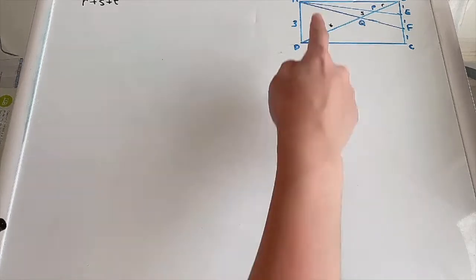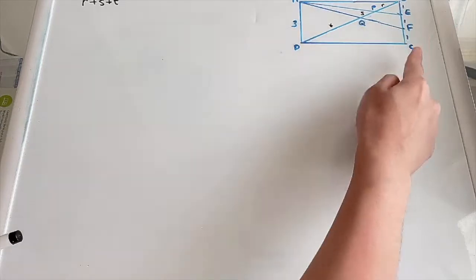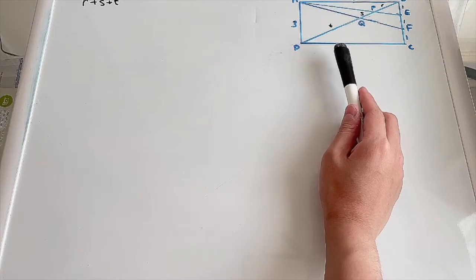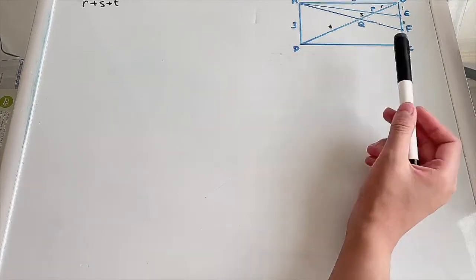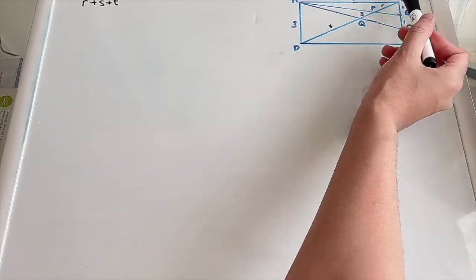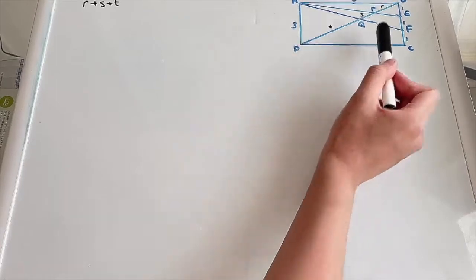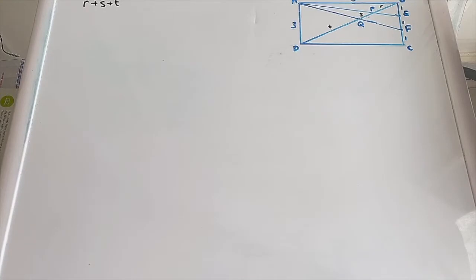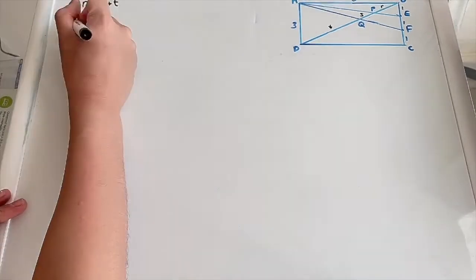The easiest way to solve this problem would be to use similar triangles. Since we know this is a rectangle, then we know these two lines are parallel and these two lines are parallel, so it would be really easy for us to find a similar triangle. Since we are trying to find the ratio of R to S to T, we have to find triangles that would involve these sides. Well, we know APD is similar to BPE because of the vertical angles and the parallel lines.